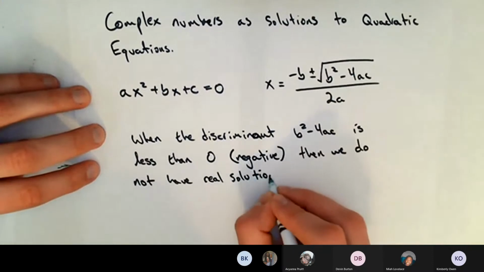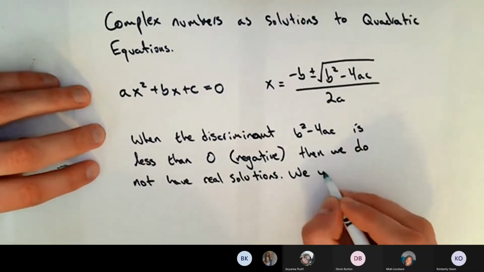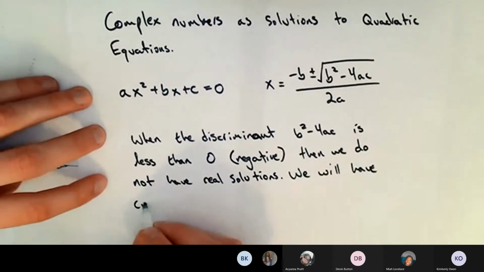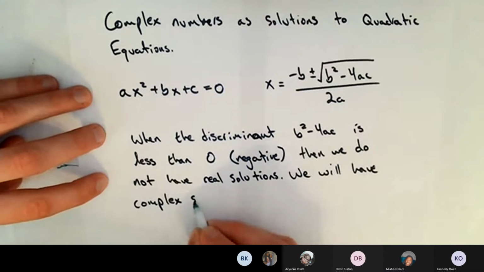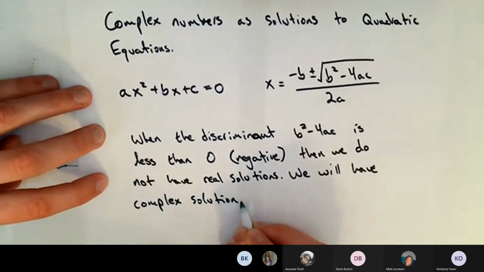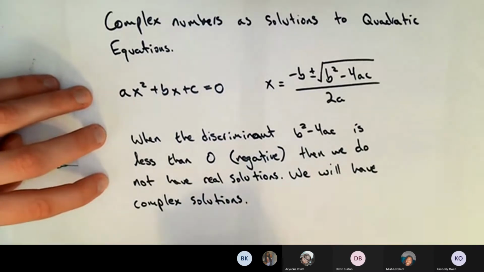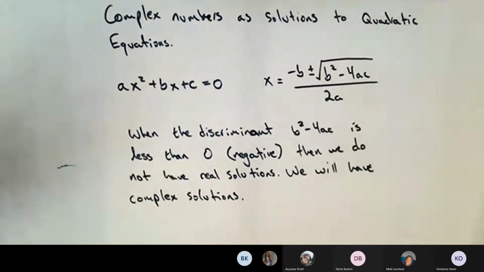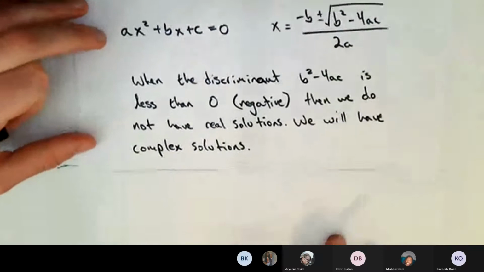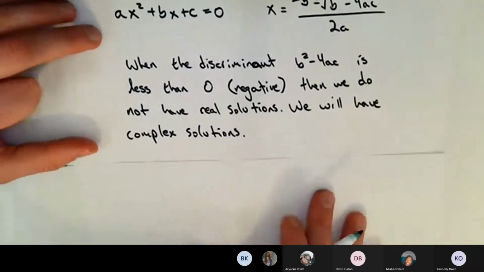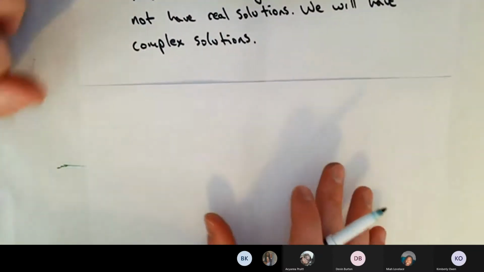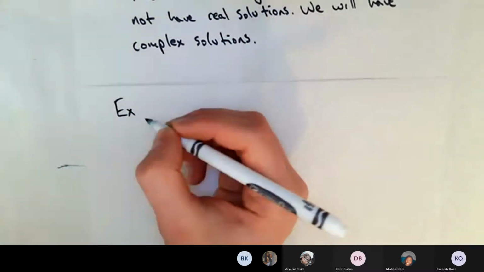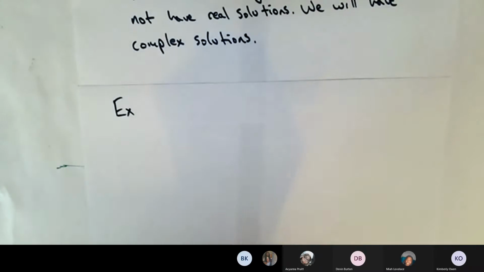What we will have is complex solutions. So let's look at some of those. Now here's the nice thing. All the work we're about to do setting up the quadratic formula is going to look the same as it did in 1.4. So, example 4.